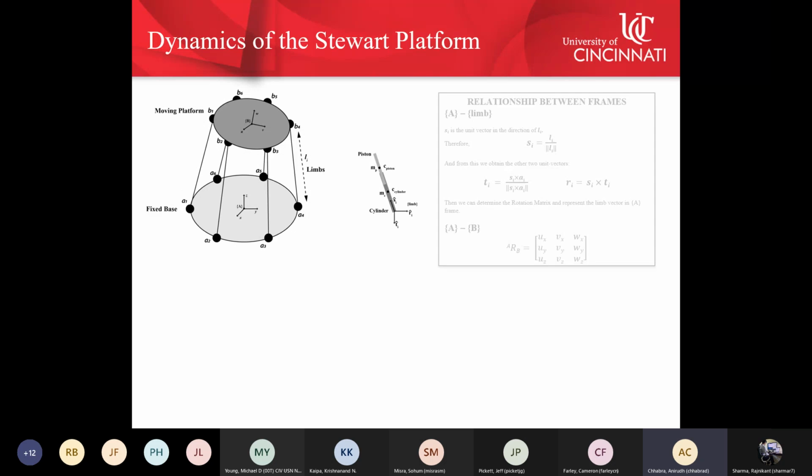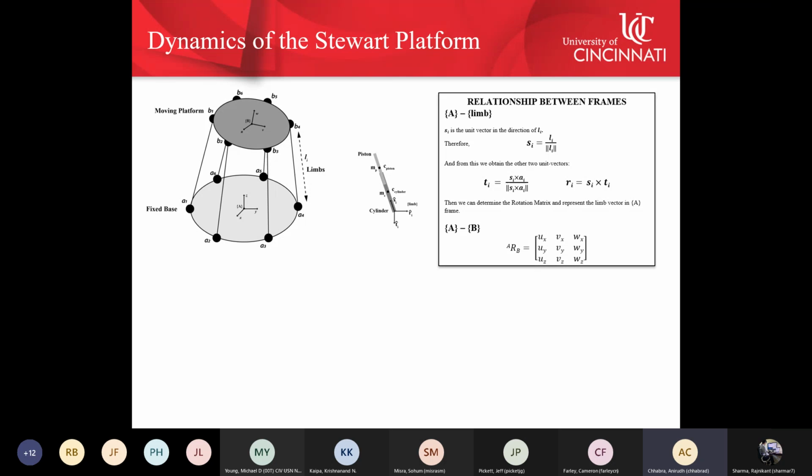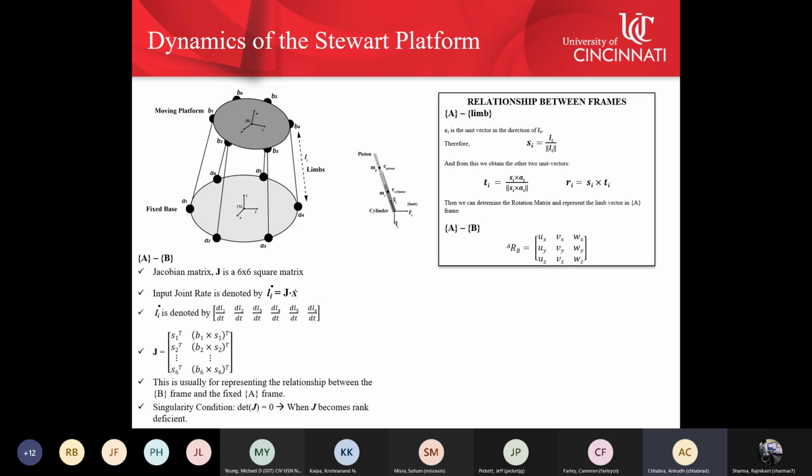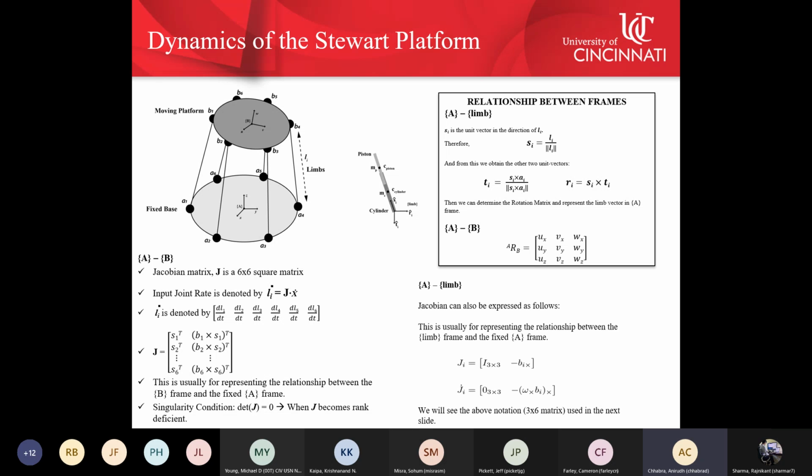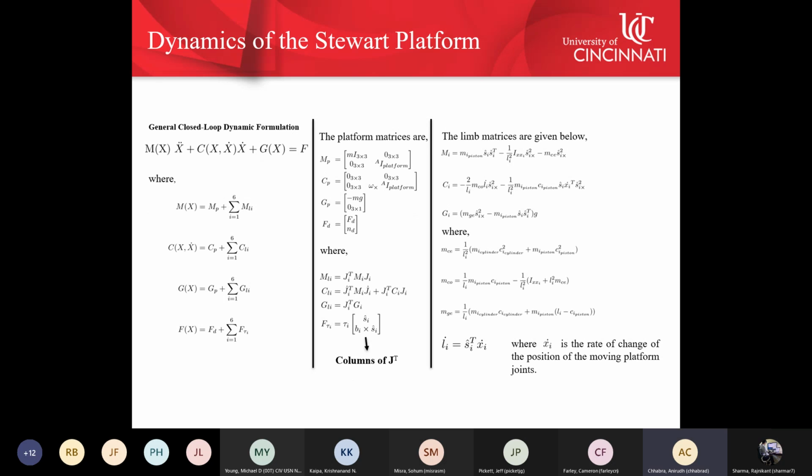So I'll just go over the dynamics here. This is the relationship between the 3 frames: the base frame, the moving platform frame, and the limb frames. There are 6 limb frames, and that's how we do the kinematics and form the Jacobians so that we can translate between the joint space and the general coordinate space. This is between the base and the limbs. And this is an overview of the whole dynamics, and we define the characteristic robot equation in the closed loop format, and we define all the constants.